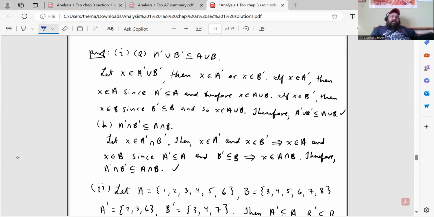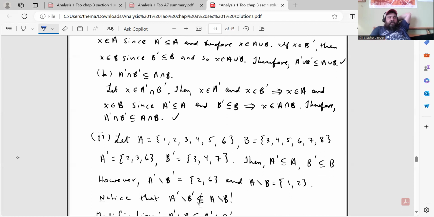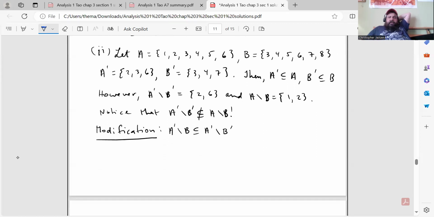And part B is done in a similar way. You could again just pause your screen and look at it. I won't spend video time on doing it because it's very similar to what we just did. So you can pause your screen and see that if you want to look at it for part B, but it holds as well. Okay, and for part two, here's my counterexample, and there's many counterexamples that you could pick. I just made one up.